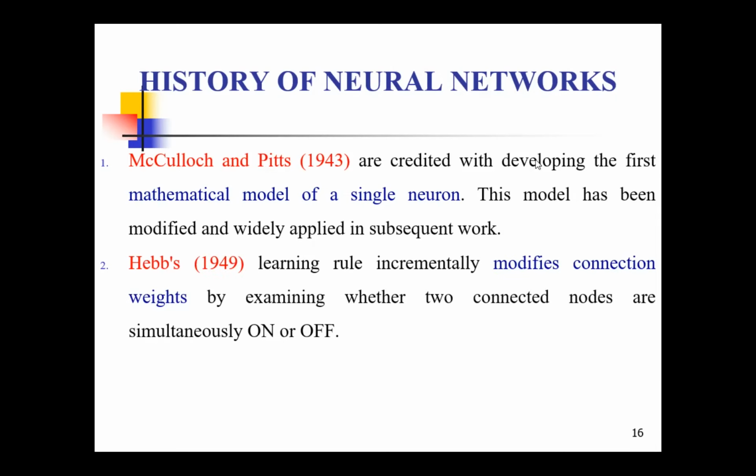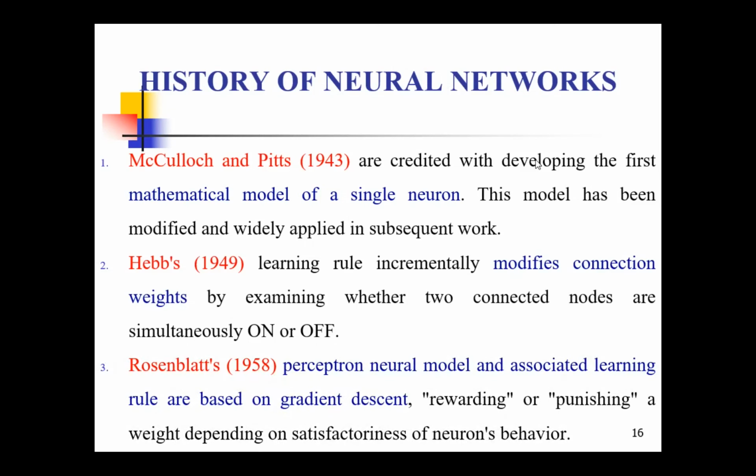Next, in the year 1949, Hebb modifies the connection weights, the weightages that we are going to provide for each of the inputs. He modifies the connection weights. They examine whether two connector nodes are simultaneously on and off. The weight varies depending upon the condition of the connector nodes. So, Hebb modified the connection weights.